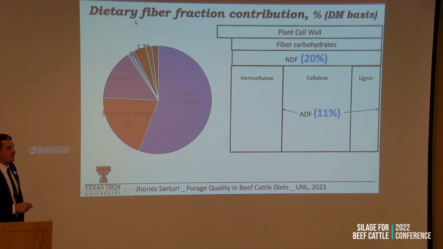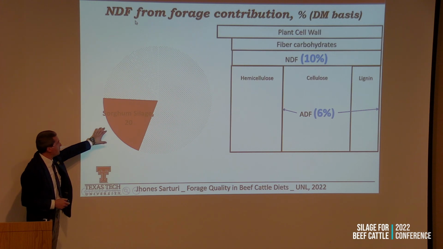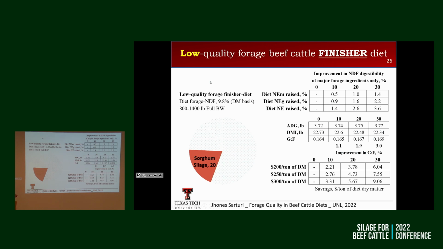So NDF of this finisher diet is about 20% of the overall diet, accounting for all the ingredients. If we only take a look at the sorghum silage, it would represent roughly 10 percentage units of the NDF, the fiber fraction of this diet. And more than half of that, about 6 percentage units, is the toughest portion of the fiber, which is the ADF. We saw improvements, I showed you studies where we could improve the digestion in a finisher diet environment. So what would an improvement of 10, 20, and 30% induce?